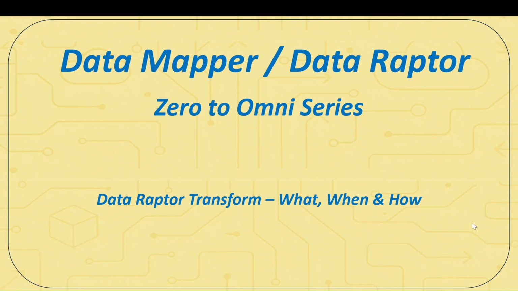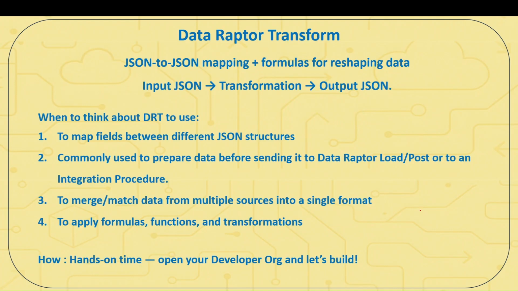In this video, let's see what is DataRaptor Transform, when to use it and how to use it. So let's start. DataRaptor Transform is nothing but JSON to JSON mapping. It means input is JSON, output is also JSON. In between, as per requirement, we need to perform some transformation, maybe with the help of formulas to reshape the data. Let's see some use cases.